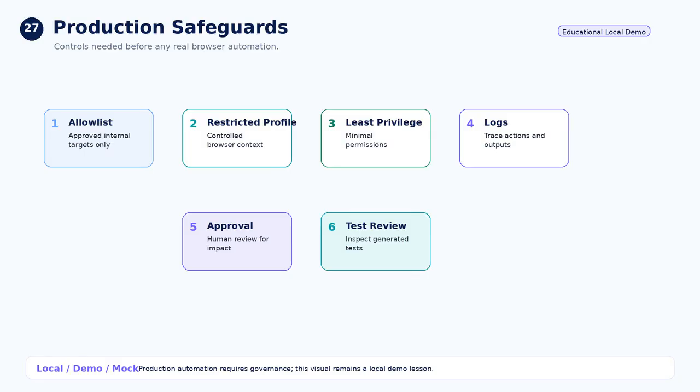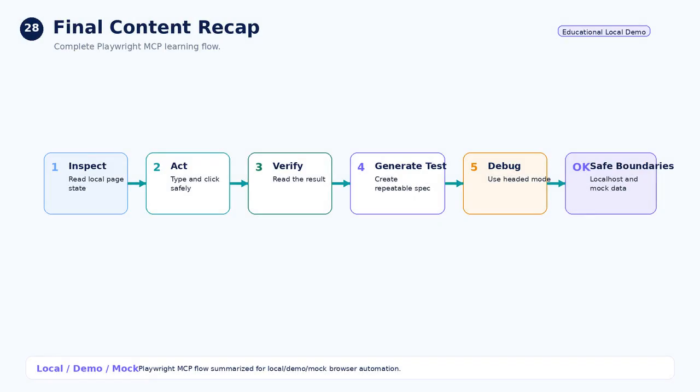Use allow-listed domains and restricted browser profiles. Use least privilege accounts and never expose broad credentials. Log tool calls, URLs, actions, and results. Require human approval for sensitive operations. Validate generated tests before merging them into a codebase. That idea leads directly to final content recap.